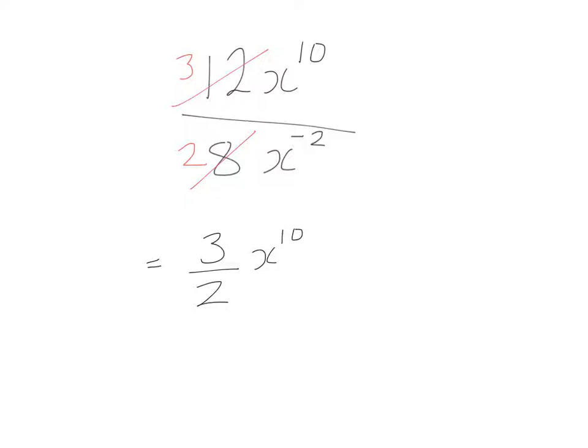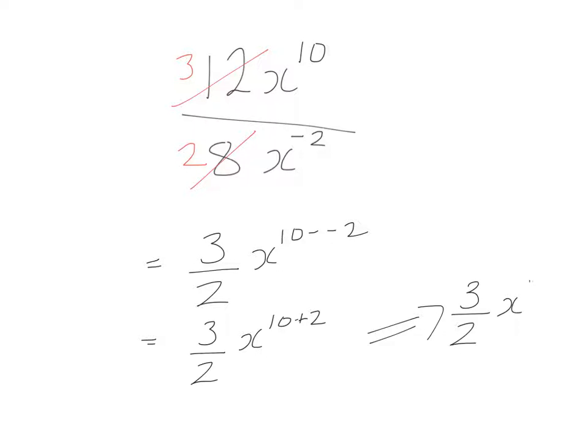I'm dividing, so I'm taking away. So it's going to be 10 take away negative 2, which will be 3 over 2 x to the 10 plus 2, which I'm just going to put over the side here, which will be 3 over 2 x to the power 12.